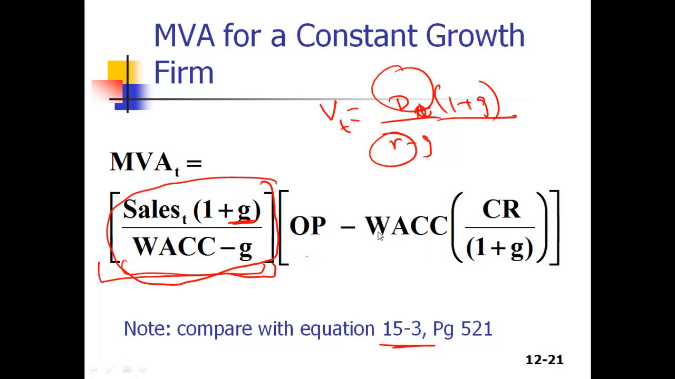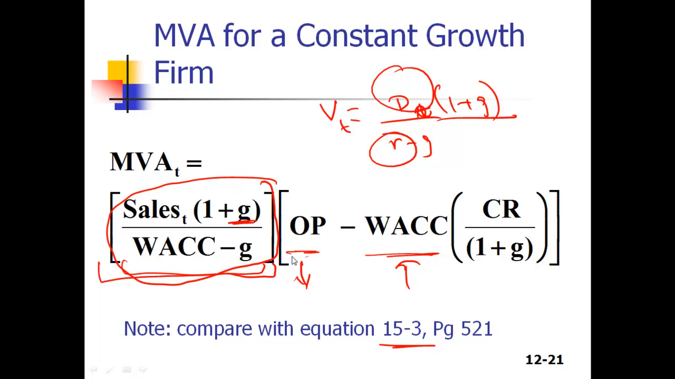Very simplistically, if your operating profitability is low relative to your cost of capital, is that a good thing or a bad thing? So if this is low relative to, say, a high WACC, then what happens to this overall MVA expression? It will become negative.